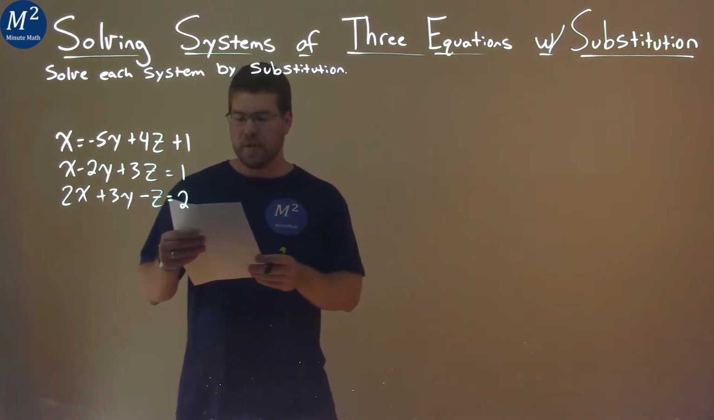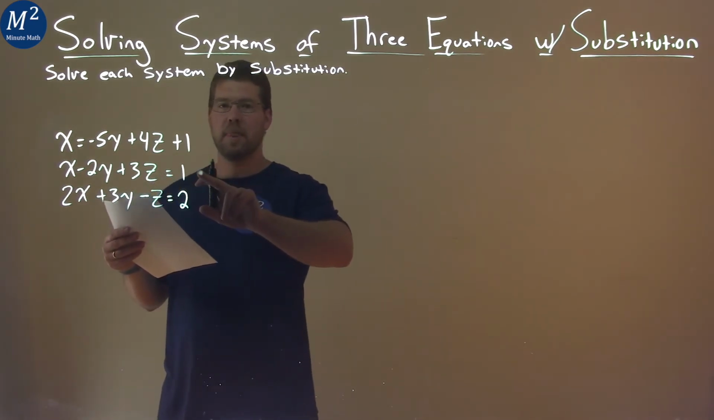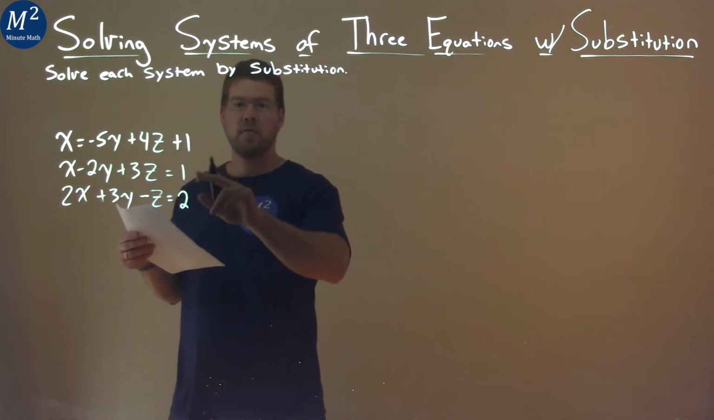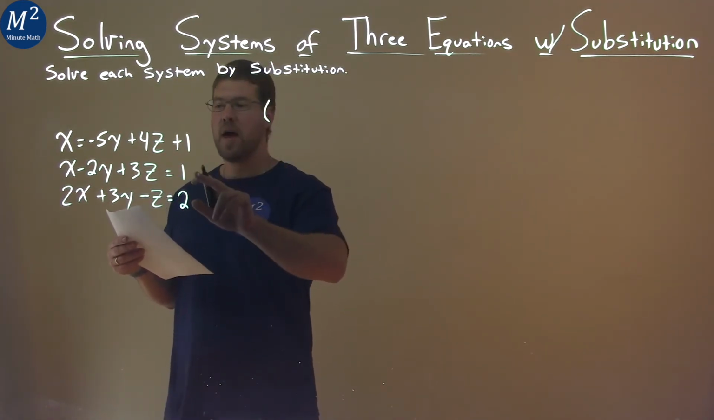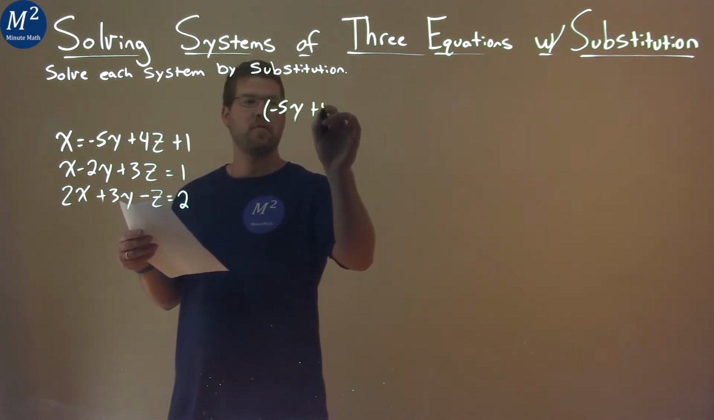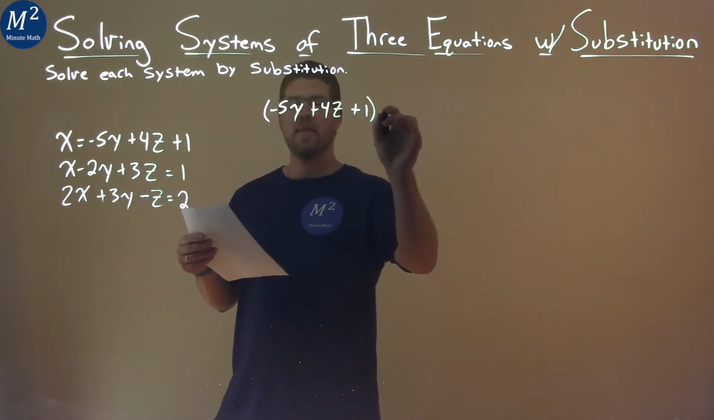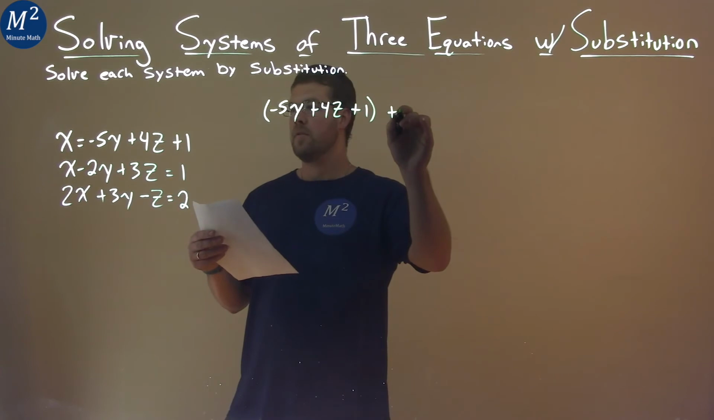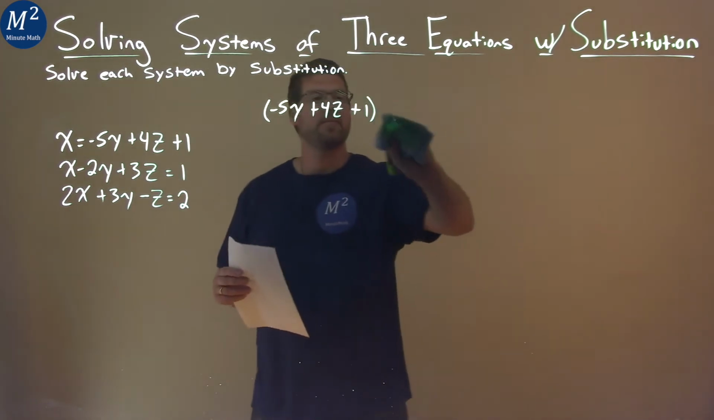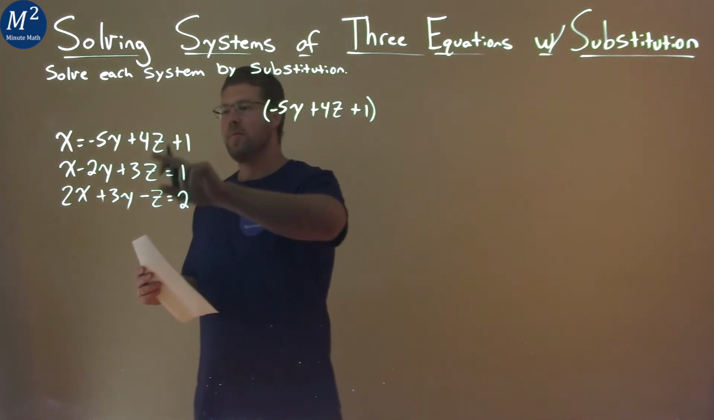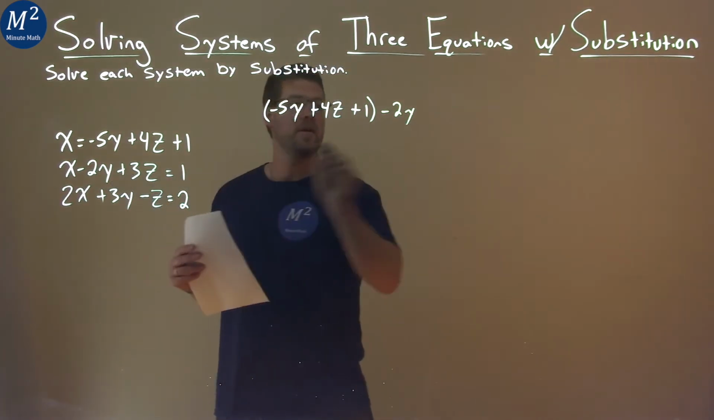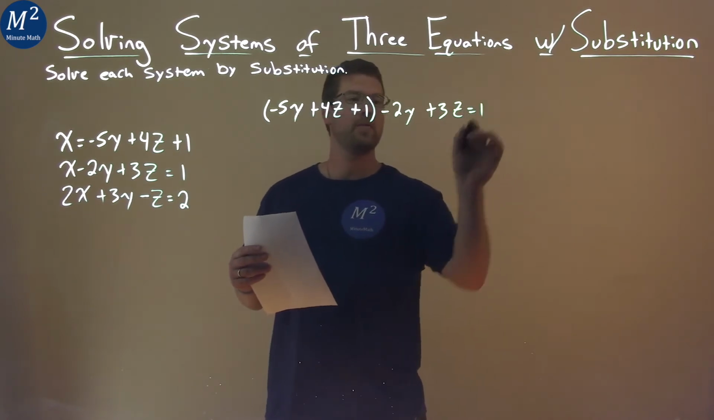Well, first thing I'm going to do is take my second equation, and I'm going to put it over here. But I notice that my first equation has x already by itself. So I'm going to rewrite my second equation here, but instead of x, I'm going to put what we have from the first equation, negative 5y plus 4z plus 1. This is my x value from the second equation. All right, so then we have a minus 2y from the second equation plus 3z equals 1.